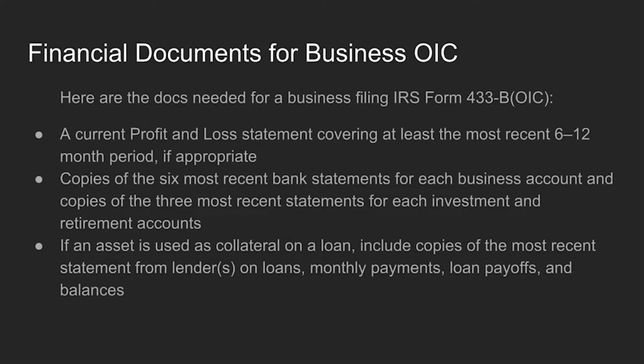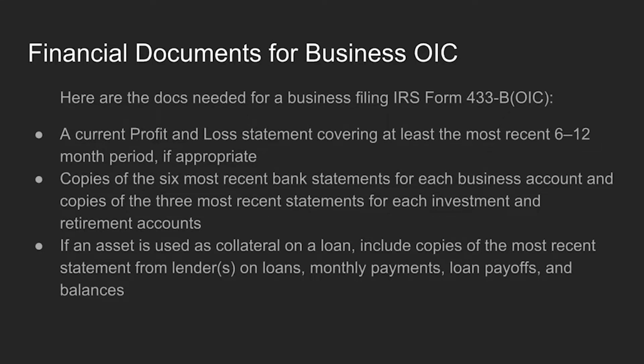Here are the documents needed for filing IRS Form 433B OIC. A current profit and loss statement covering at least the most recent 6 to 12 month period, if appropriate. If your tax returns are recently filed, a lot of the time you can just submit the profit and loss statement from that and they'll accept it.